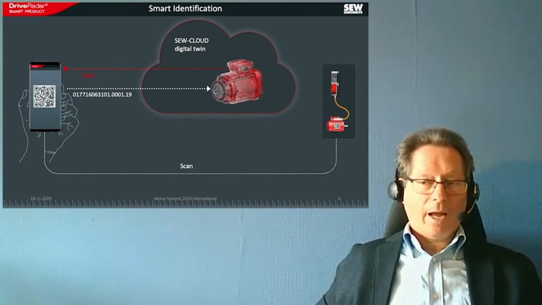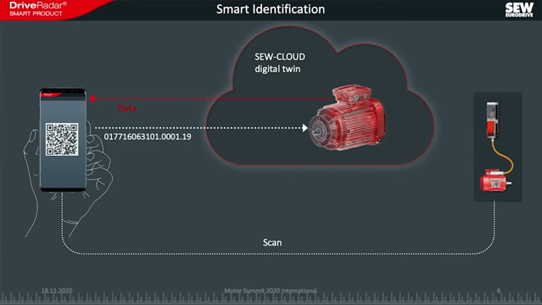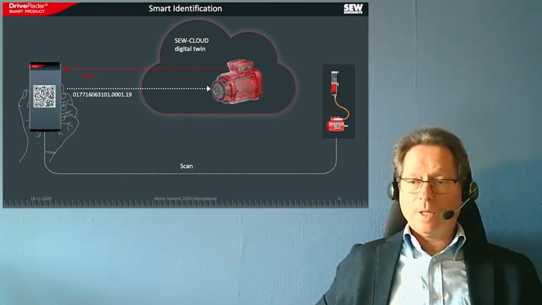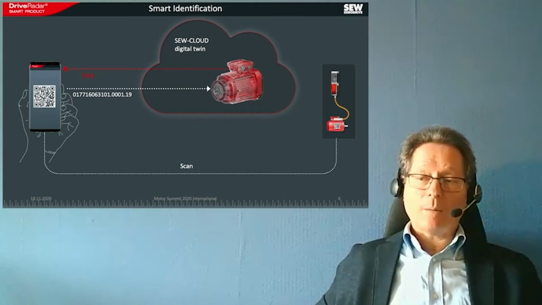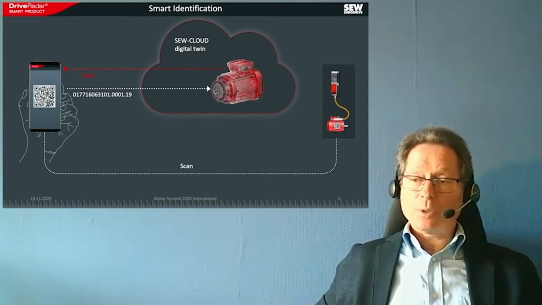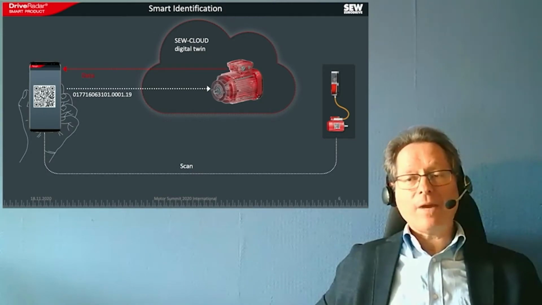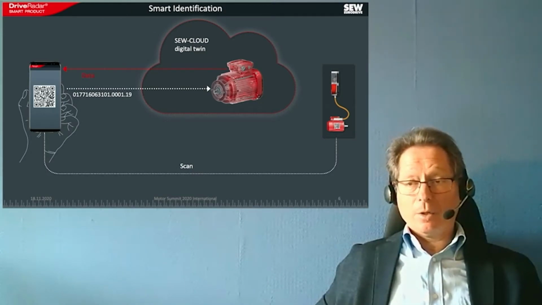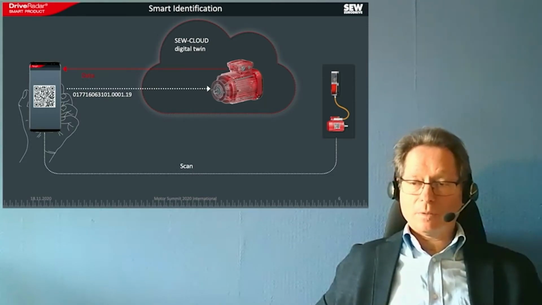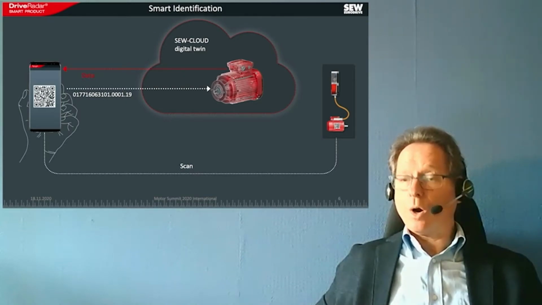So, what do you have to do? There is a QR code sticker on each motor. You scan this code. The content is the serial number. It is sent to the SEW cloud. If a digital twin to this motor exists, all available data is sent back to the smart device. This is one of the few times you have to be online. After that, most of the functions in the app can be used offline.